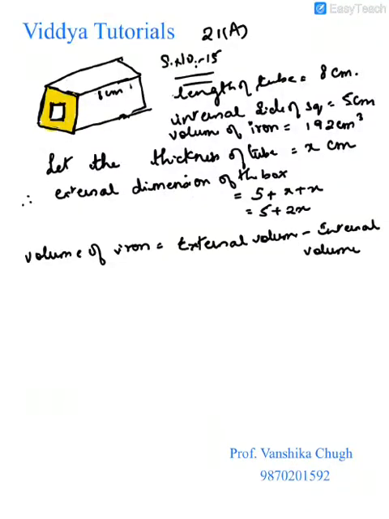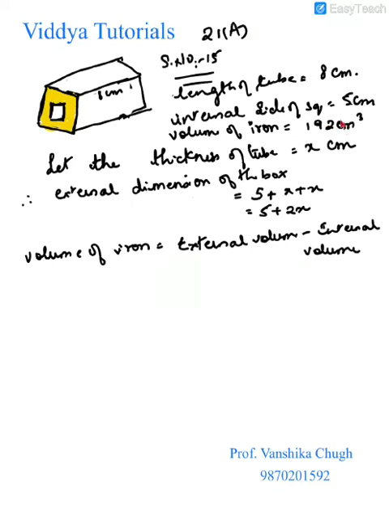Students, in this video I shall be doing your sum number 15 from 21A. The sum reads, a hollow square shaped tube is open at both the ends, made of iron. The internal square is of 5 centimeters side and the length of the tube is 8 centimeters. There is 192 centimeter cube of iron in this tube.